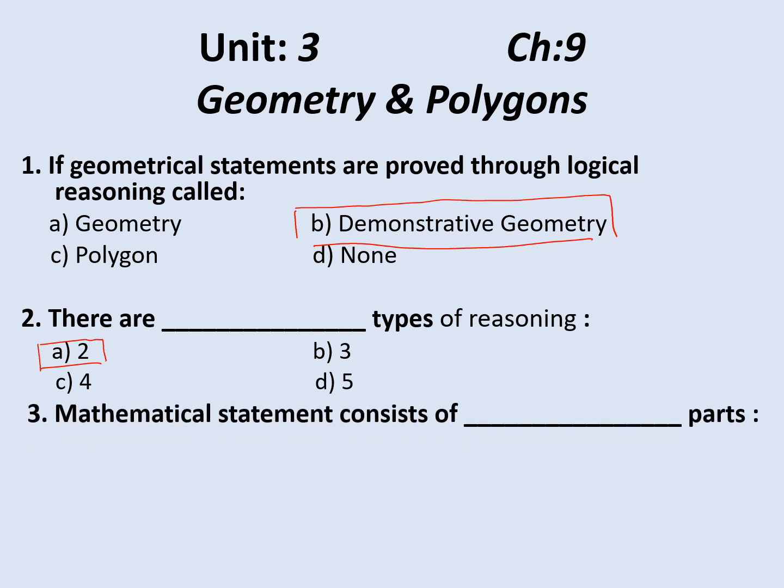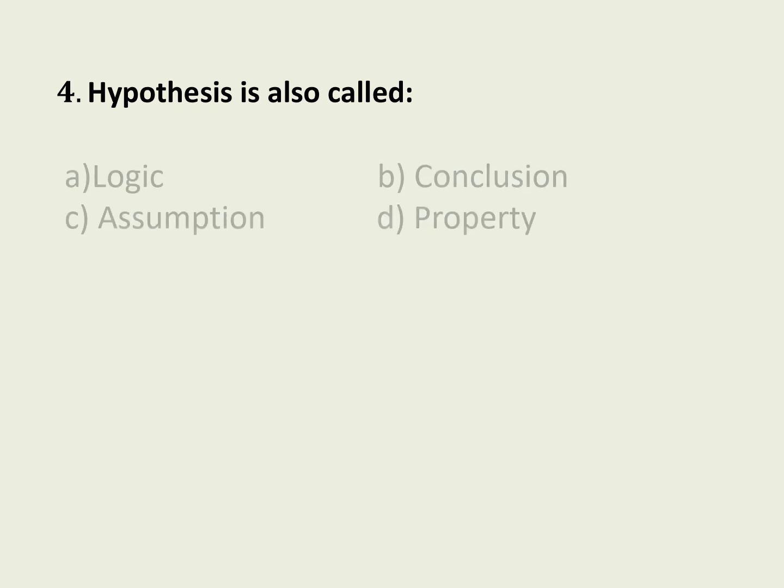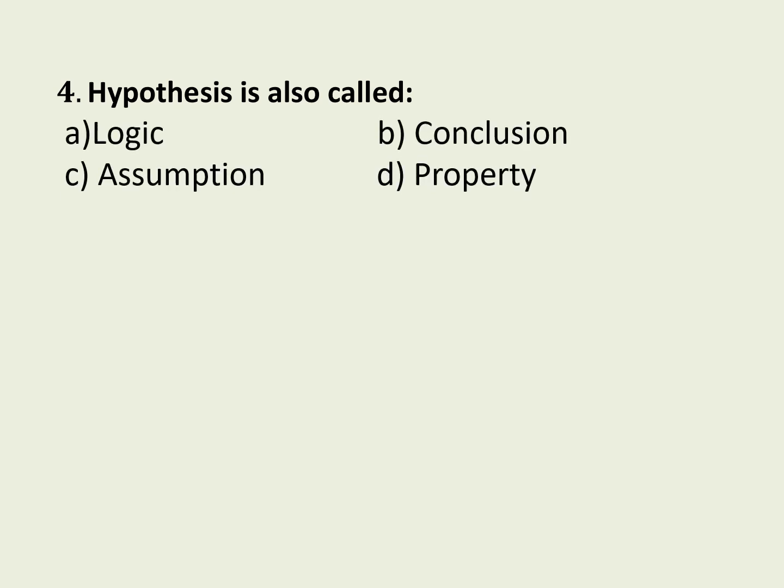Now moving to MCQ number 3. The mathematical statement consists of, so the mathematical statement consists of two parts. One part is called the hypothesis, and the other name for the hypothesis is assumption, and the other part of the mathematical statement is the conclusion. Now moving to the next MCQ. MCQ number 4. Hypothesis is also called, I have already told you, hypothesis is also called assumption.